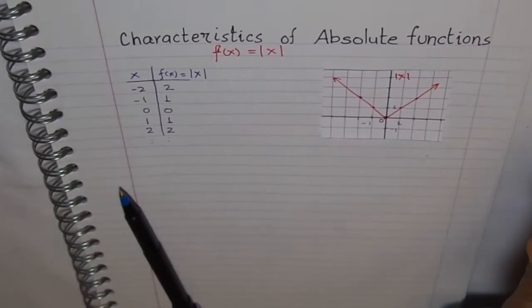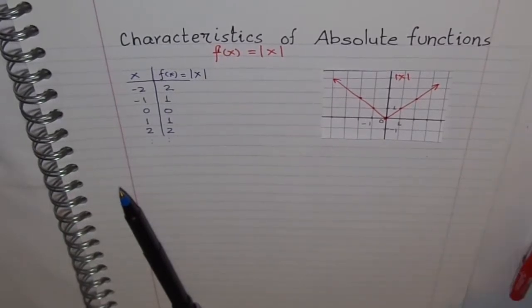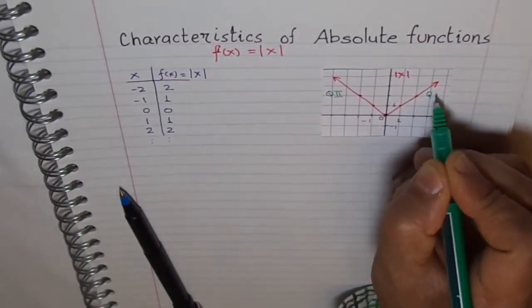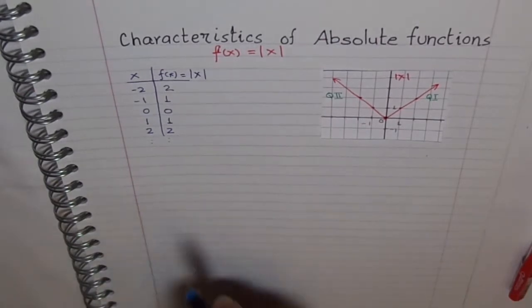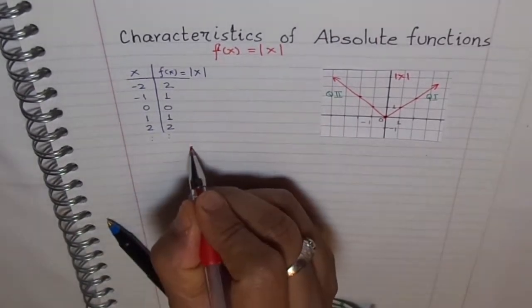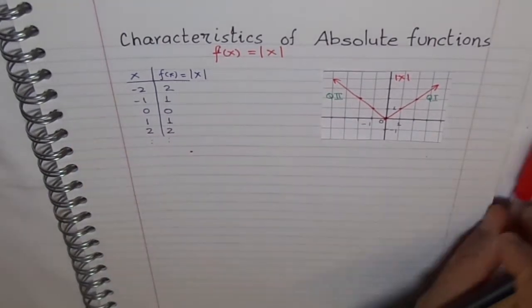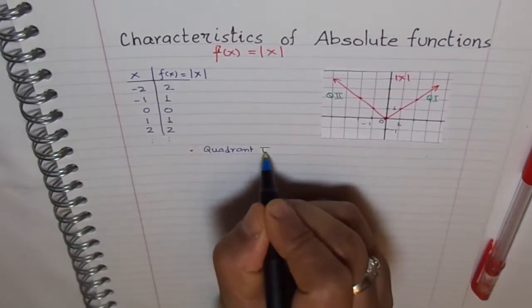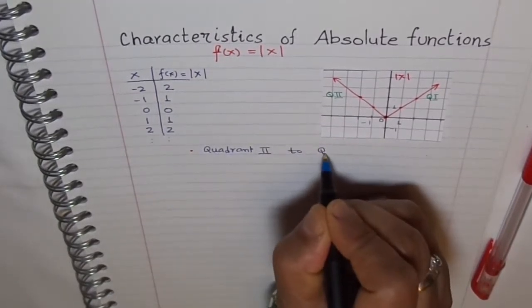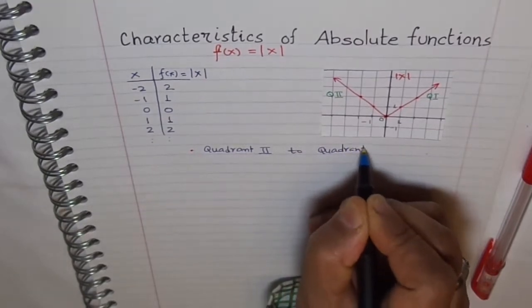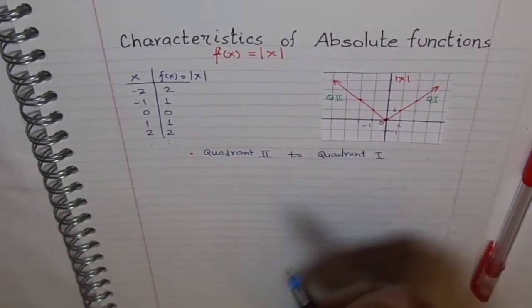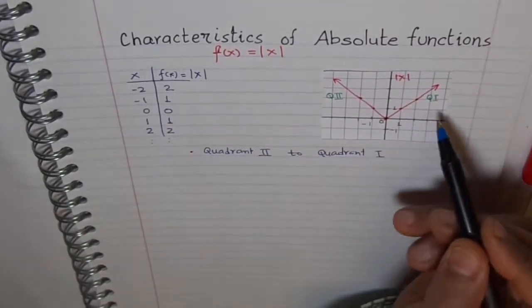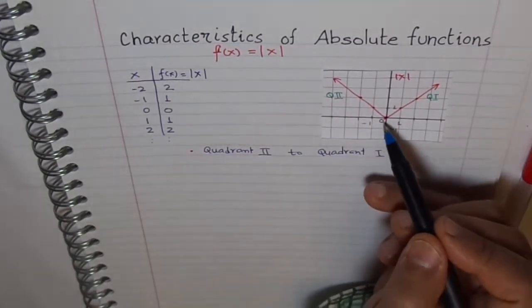Now, let's look into the characteristics. First, do you see it goes from quadrant 2 to quadrant 1, correct? So we can note that as one of our characteristics. We see it goes from quadrant 2 to quadrant 1. Why do we say that? The arrows are pointing like this, and we are saying going from 2 to 1. Why not from 1 to 2, or from the origin to this place and the origin to this place?